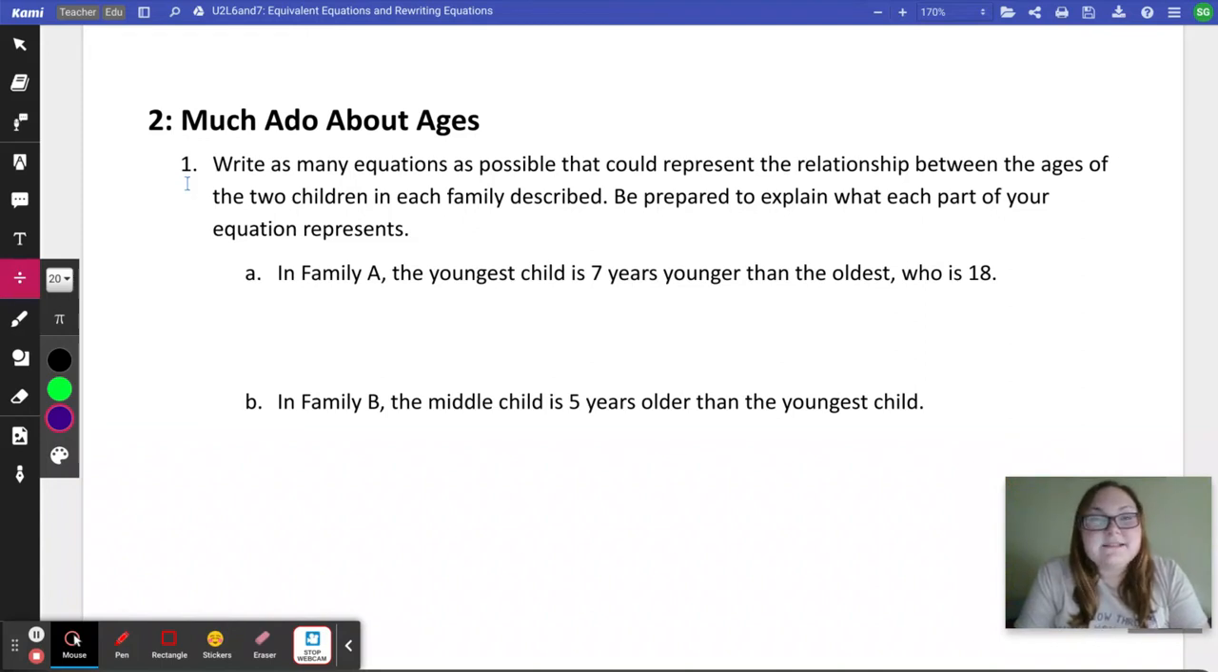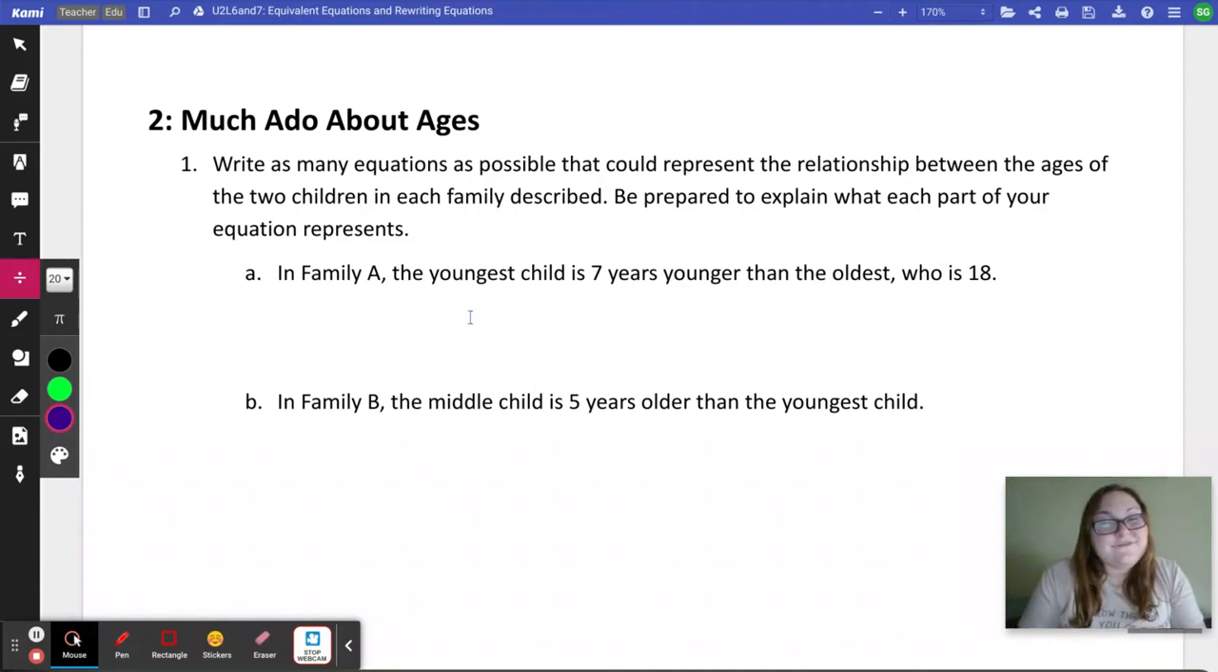If you think back to some of the lessons we've done earlier in this unit, there's been some other situations we've looked at where we actually came up with more than one equation that could represent that situation. The idea here is similar. So looking at part A, in family A, the youngest child is 7 years younger than the oldest, who is 18. Our goal, as we were saying before, is to write as many equations as possible that could represent that situation and the relationship between the two children in this family.